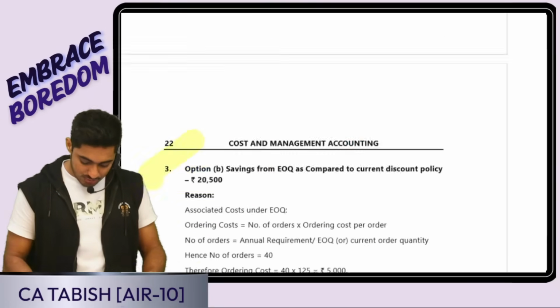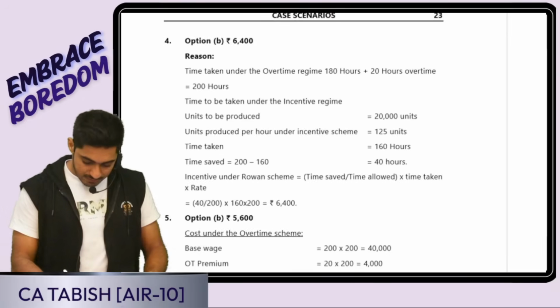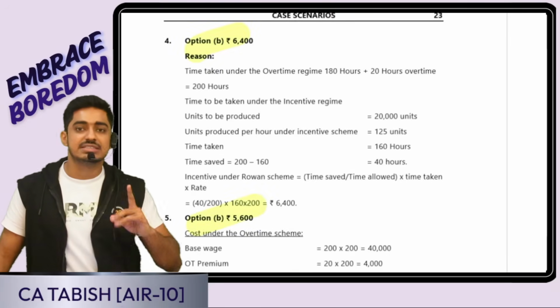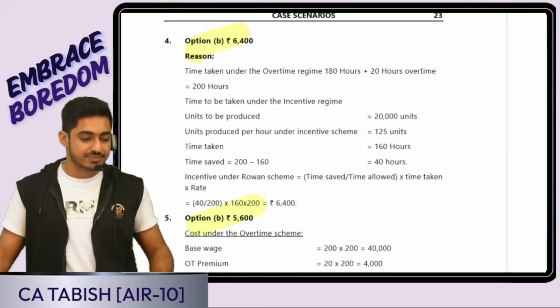So 4 and 5, it is going to be B and B. 4 is B, 5 is also B. This question is over. Life is easy. Maja is coming. Yes or no, everyone?